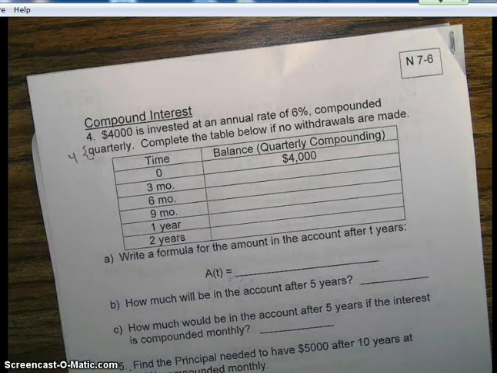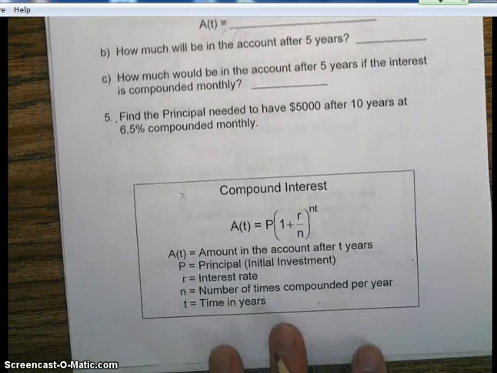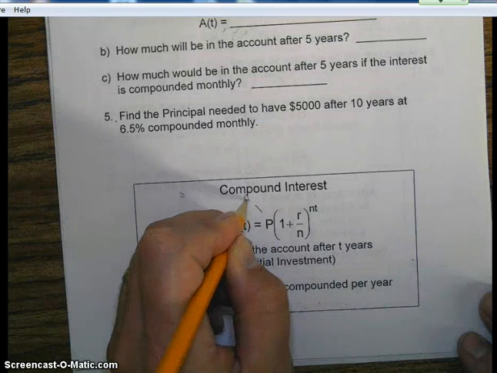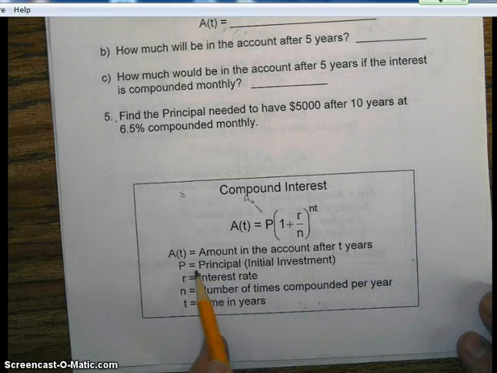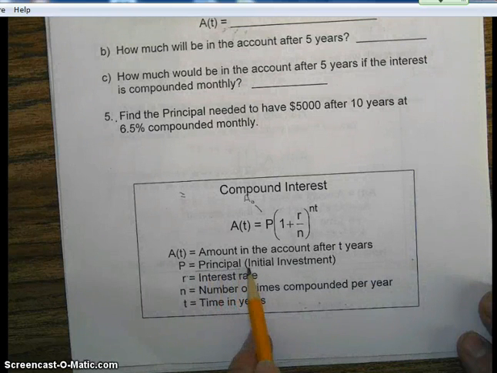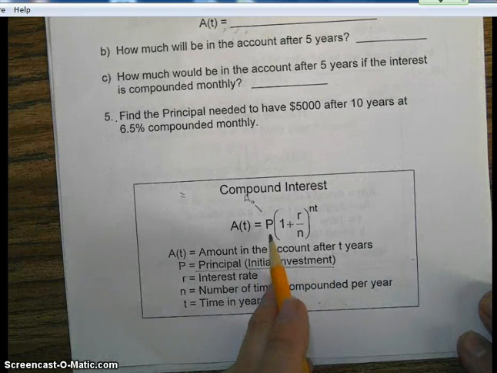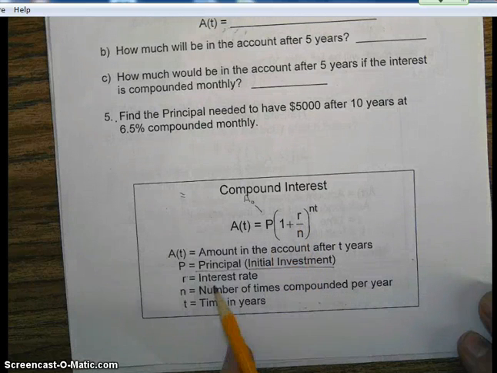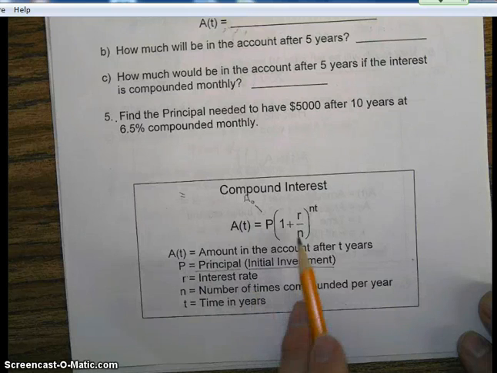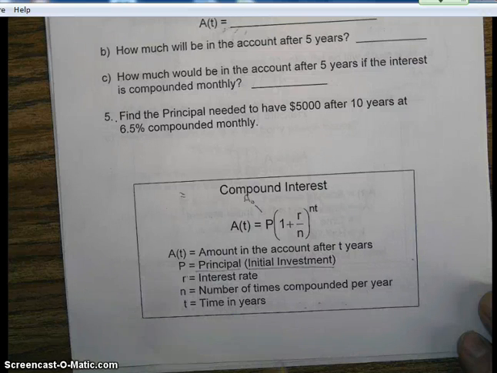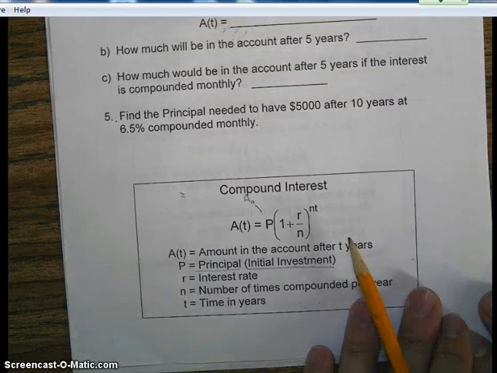So the formula for compound interest is at the very bottom, so let's take a look at it. Compound interest, we have P, which is very similar to A sub 0. It stands for the principal, or aka the initial investment, our initial amount. How much did we start with? R is our interest rate. N is the number of times compounded per year, and T is the number of years. So it's a very simple formula to use.